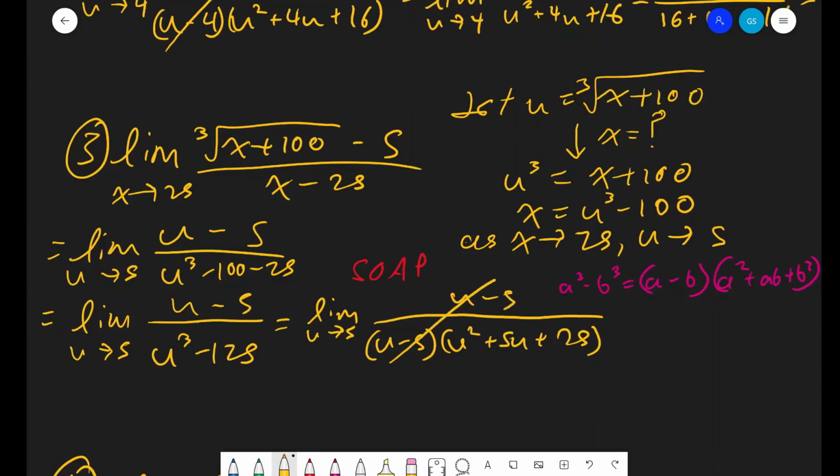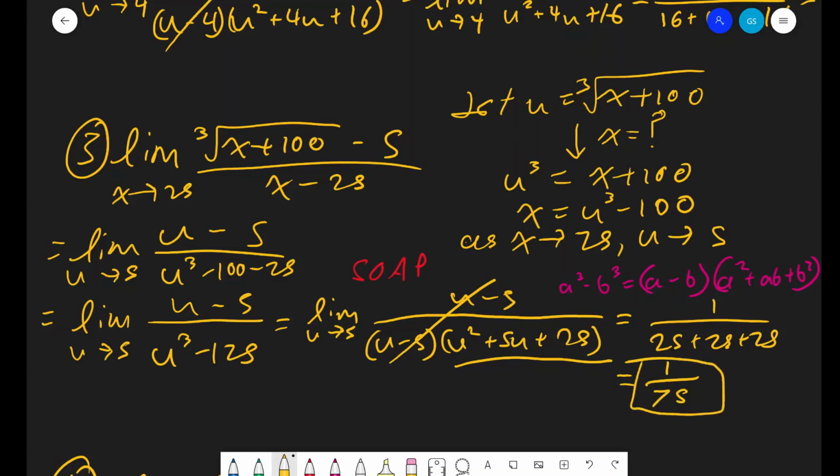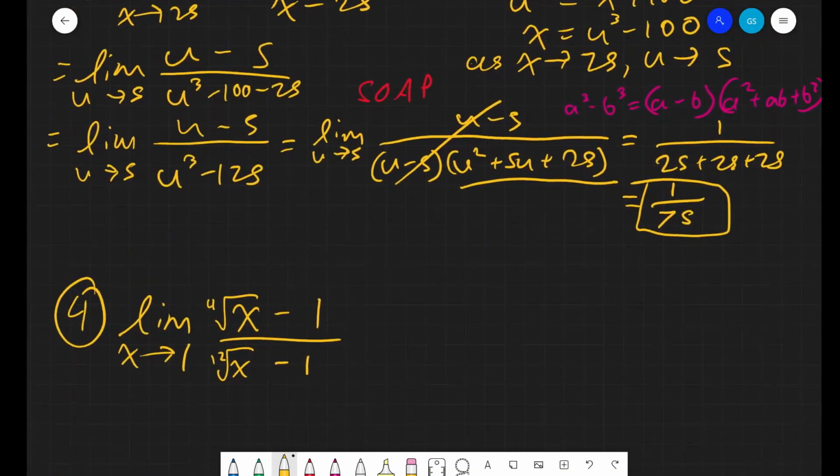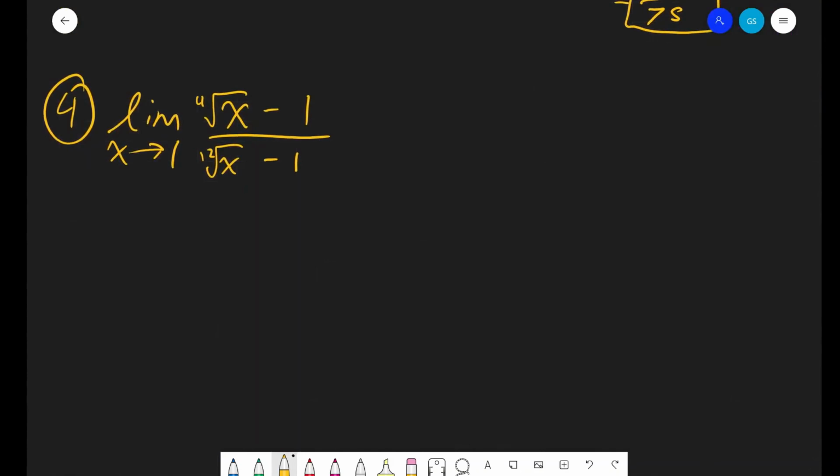These guys cancel out, and we plug 5 into this denominator here. So 5 squared is 25, plus 25, plus 25, all over 1. That's 3 times 25, so that's 75. So 1 over 75. And that's that. One more. Let's just do one more. One last one. Pause the video and see if you can figure this out.